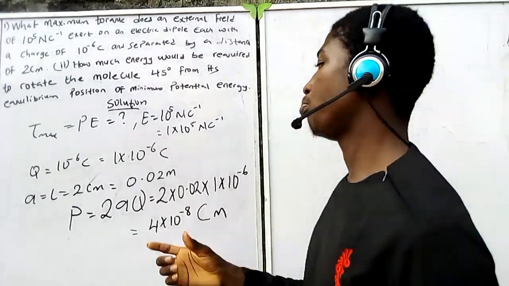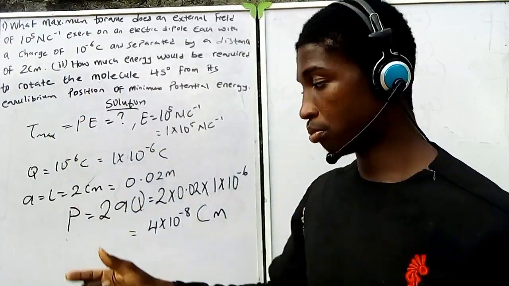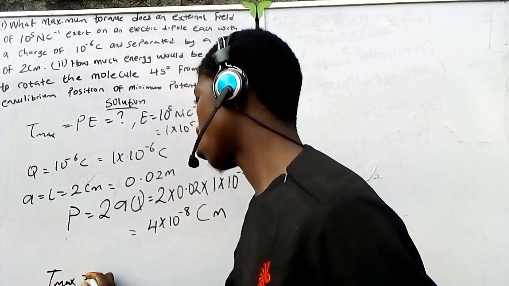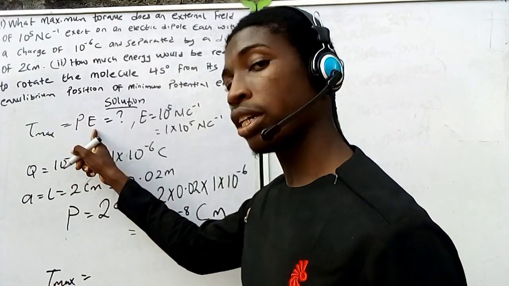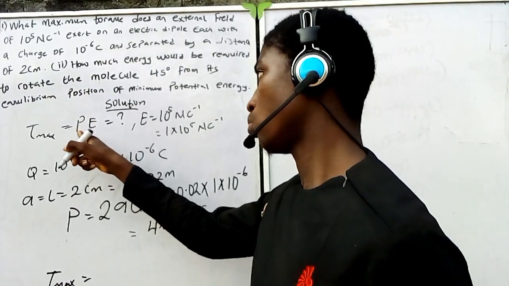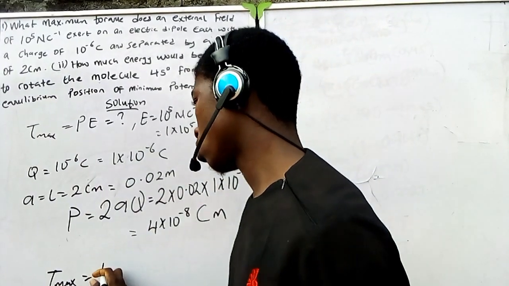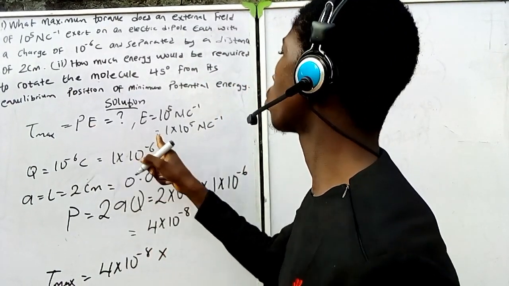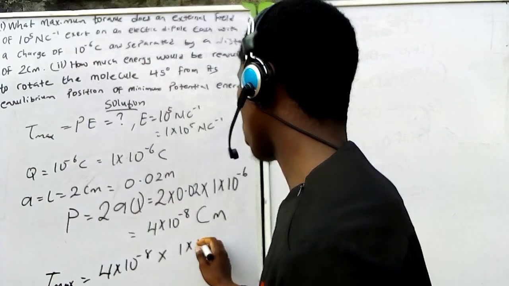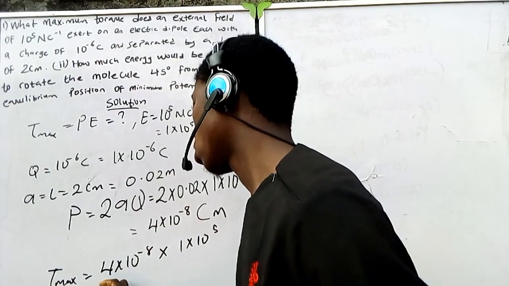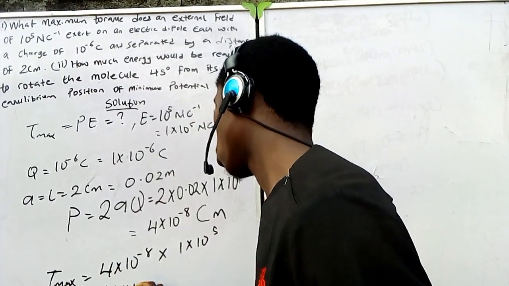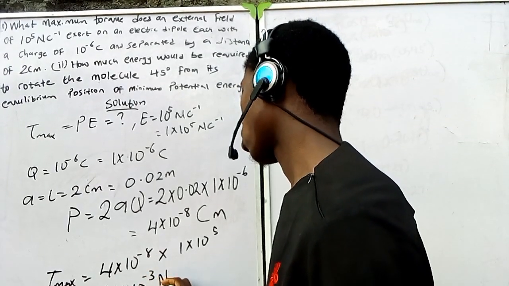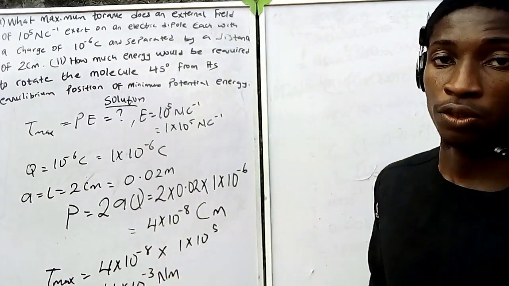Now let's go ahead and input this into this. So our maximum torque is equal to this times this, right? Electric dipole moment times electric field. So for dipole moment, this is 4 times 10 to the power of negative 8, times our electric field, which is 1 times 10 to the power of 5. And that is 4 times 10 to the power of negative 3 Newton meter. Newton meter is the unit for what? Torque.